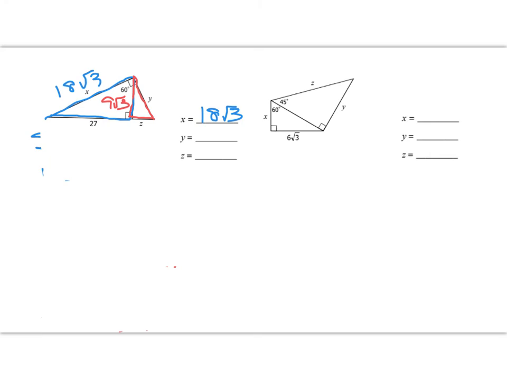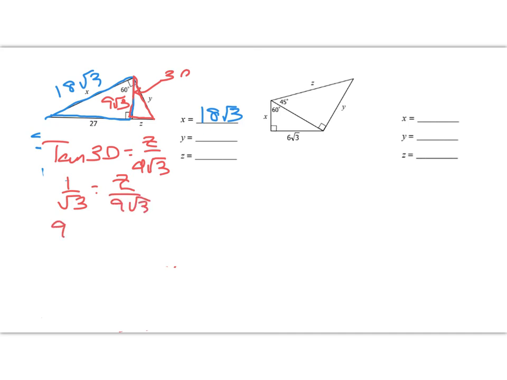Okay, so if this is 60, this angle right here is 30. So to find z, I can do the tangent of 30 is going to be equal to z over 9 square root of 3. And the tangent of 30 is 1 over the square root of 3. So I got 9 square root of 3 is equal to square root of 3 z. When you divide by the square root of 3, we got z is 9.